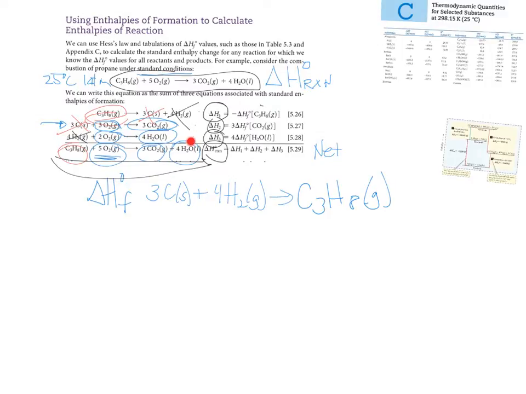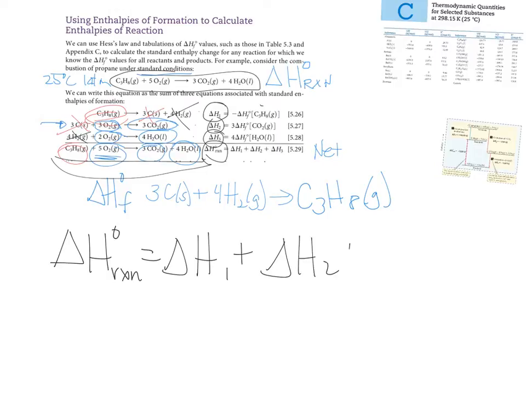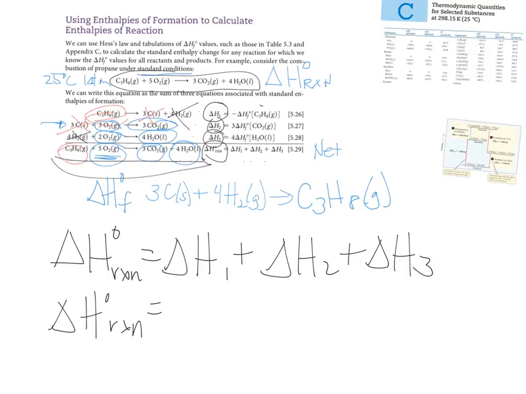So we're looking here, you should write our delta H of this reaction, which is this reaction, is delta H1 plus delta H2 plus delta H3. So let's substitute in. I'm going to write delta H at standard state of our reaction equals delta H1 plus delta H2 plus delta H3. So delta H, the standard state of our reaction. Delta H1 is equal to the opposite of the heat of formation of propane.